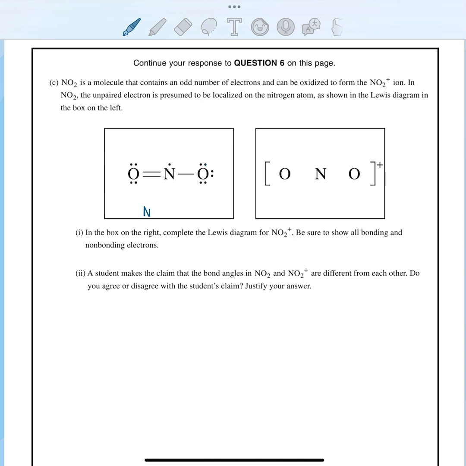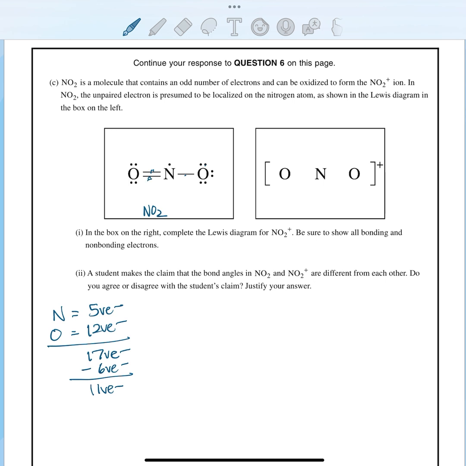So for example, in this compound NO2, nitrogen has 5 valence electrons. Oxygen has 6 valence electrons, but there's 2 oxygen, so altogether there's 12. So you add these up, and I have a total of 17 valence electrons. And when you empty the bank, you empty the bonds first. So remember that each bond, each line, is 2 electrons. So there's 3 bonds. So I'm actually going to empty 6 valence electrons here, leaving me with 11.